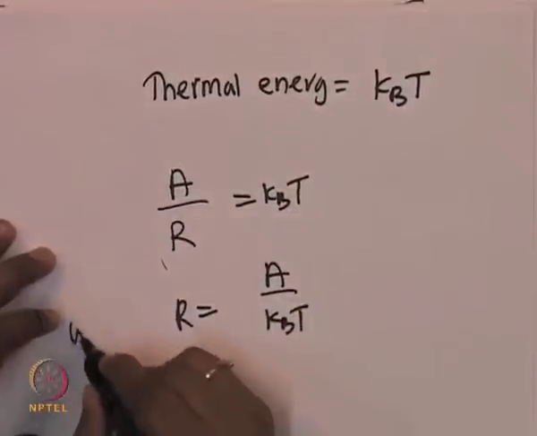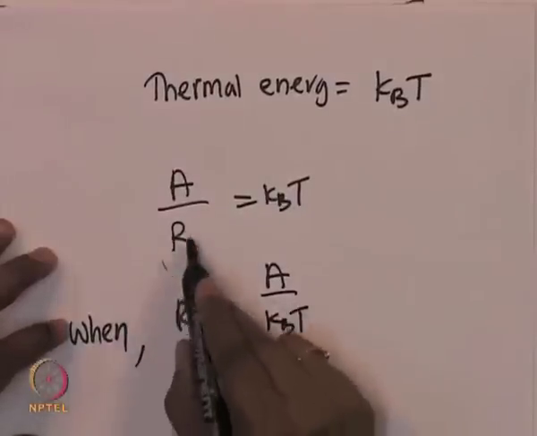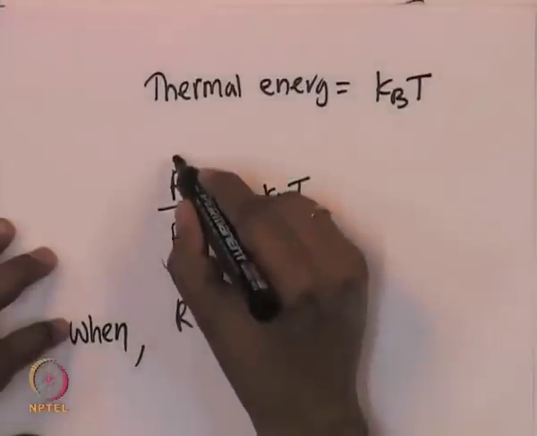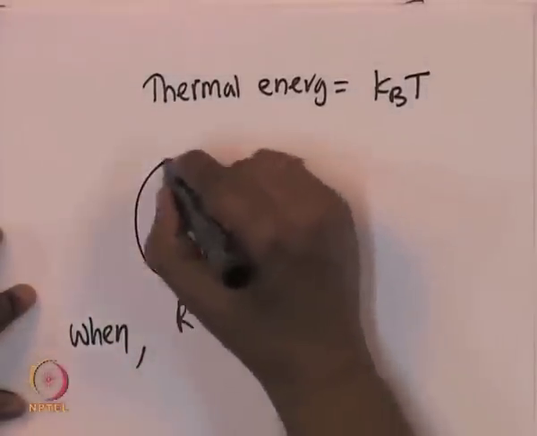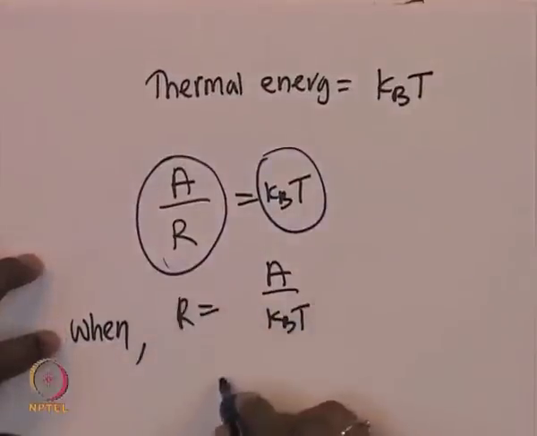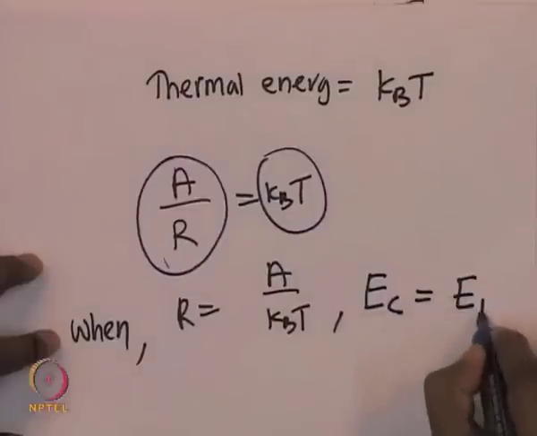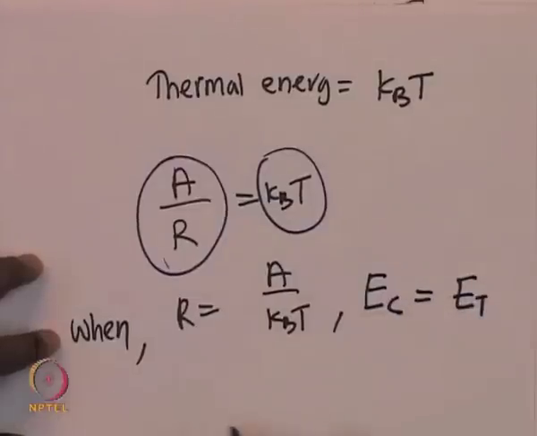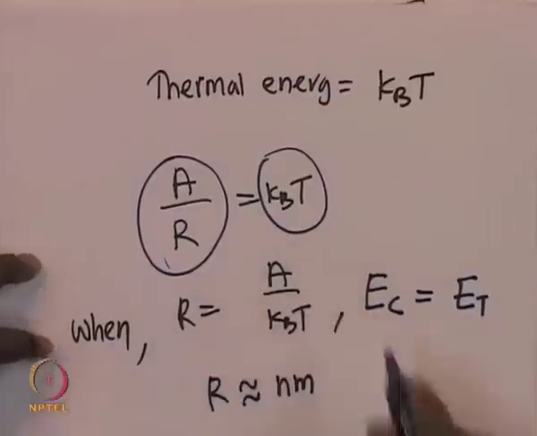So, if you substitute R equal to A by kBT, these two will be equal. This is Coulomb energy and this is thermal energy. So, when R is equal to A by kBT, Coulomb energy is equal to thermal energy. Now, it turns out that this R is of the order of a nanometer.